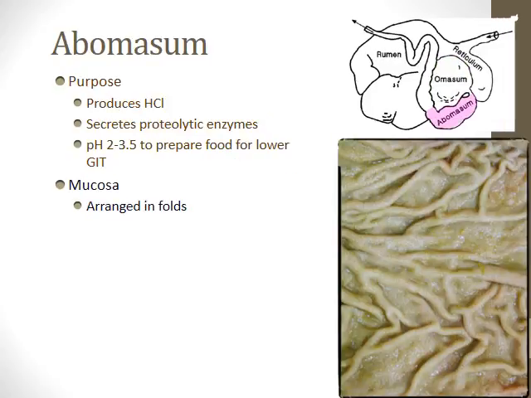And the last compartment of the ruminant stomach is the abomasum, and this is the true gastric stomach. It produces hydrochloric acid, and it also secretes proteolytic enzymes. The pH in the abomasum is between 2 and 3.5, and what that does is help prepare food for the lower gastrointestinal tract. And the abomasum is arranged in folds.